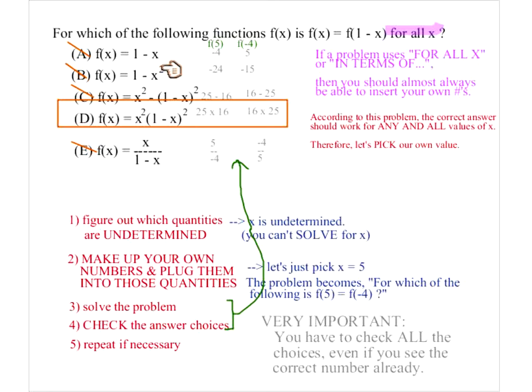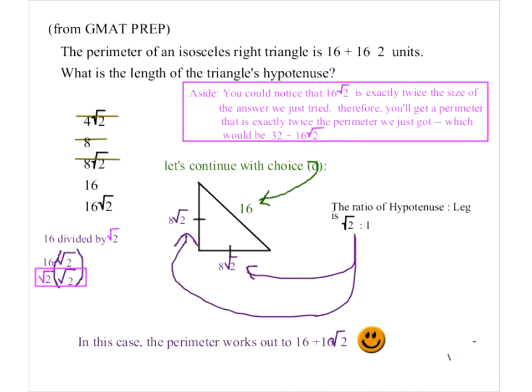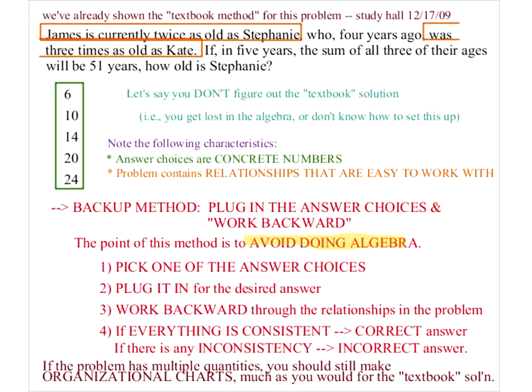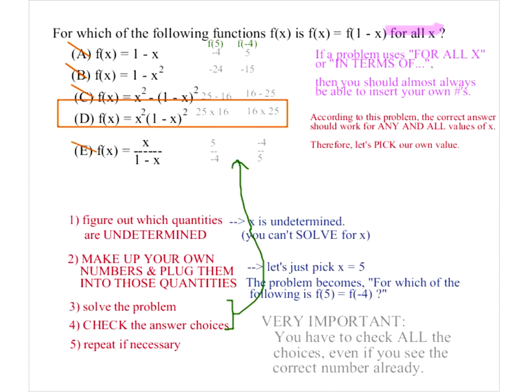So these two methods: plug the choices in and work backwards is the first, and plug in your own numbers is the second. One thing you've probably noticed, or at least I hope you've noticed by now, is that both of these methods require the question to be multiple choice. If the question is not a problem-solving type question, then these methods simply aren't going to work. So for data sufficiency, we need to approach it from a somewhat different angle, and that's going to be the topic of the next method.